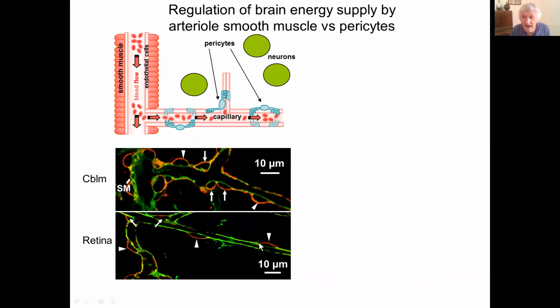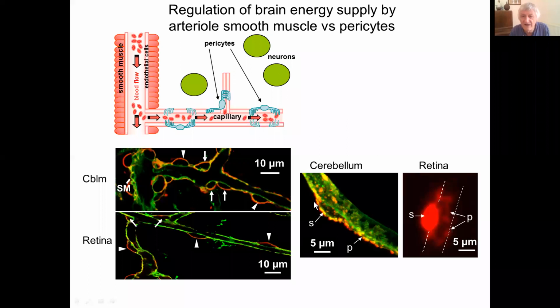This is what they look like. If you look in the cerebellum or the retina, on these green capillaries, which are labeled with fluorescently tagged isolectin B4, you can see these red cells here, which have been labeled with antibody to the proteoglycan NG2. And if you look at them closely, you can see they put out long processes along the vessel and around the vessel if you patch clamp them to put a dye into them.